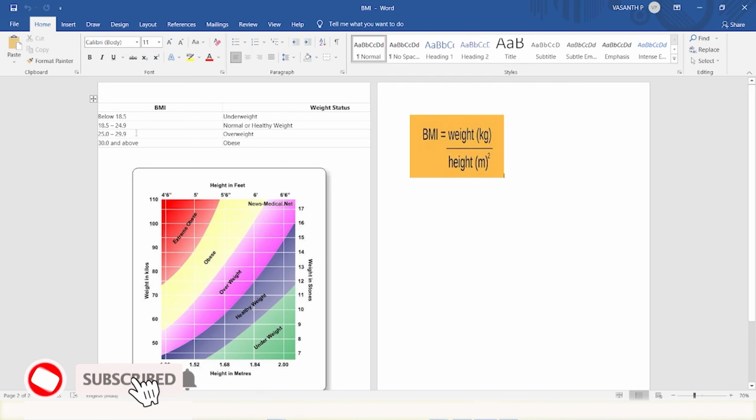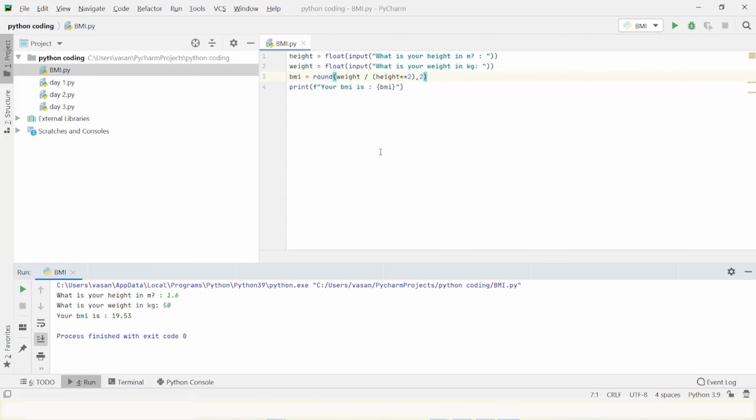Then we should implement this. We should tell the user that below 18.5 is underweight, 18.5 to 24.9 is normal, 25.0 to 29.9 is overweight, and 30.0 and above is obese. We should tell the user this.